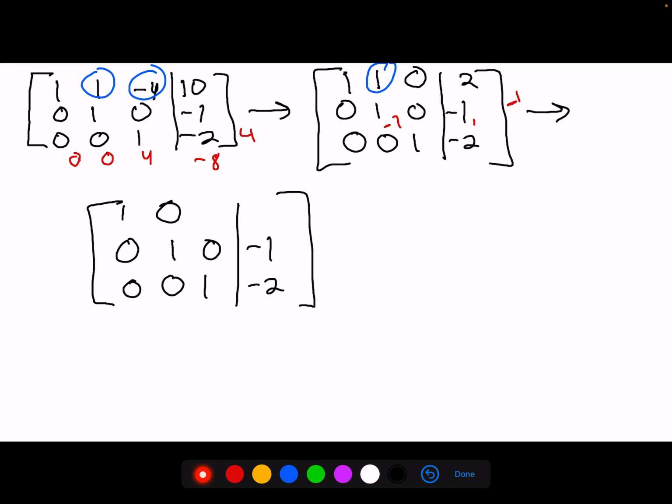Sorry. 1 plus 0 is 1. I lost track of which row I was looking at. 1 and negative 1 is 0. 0 and 0 is 0. 2 and 1 is 3. And there we go.